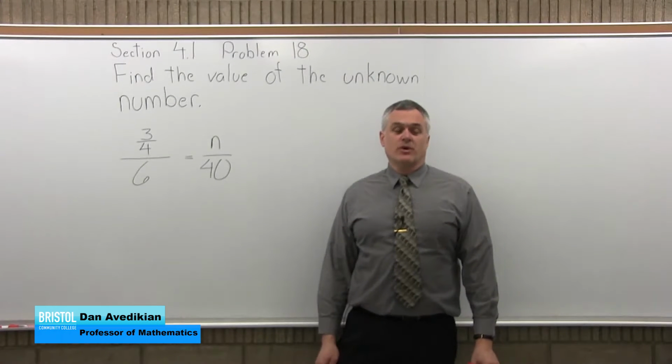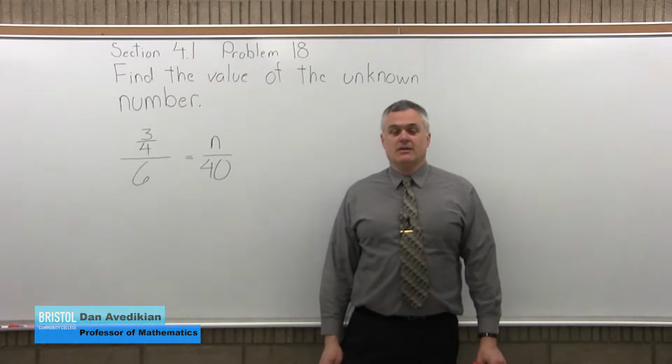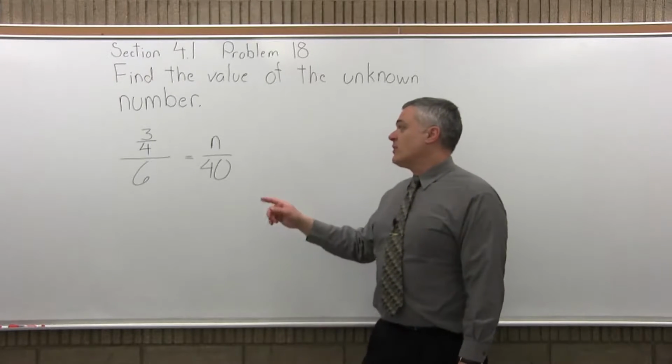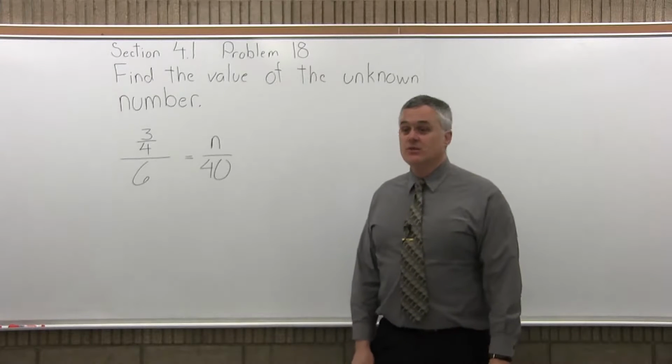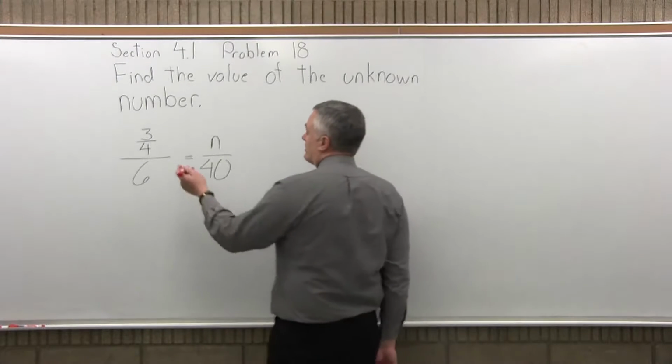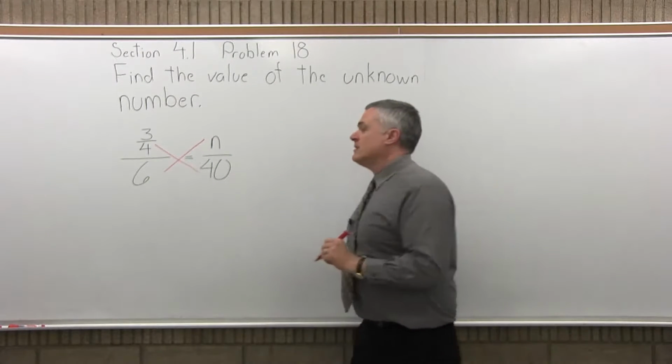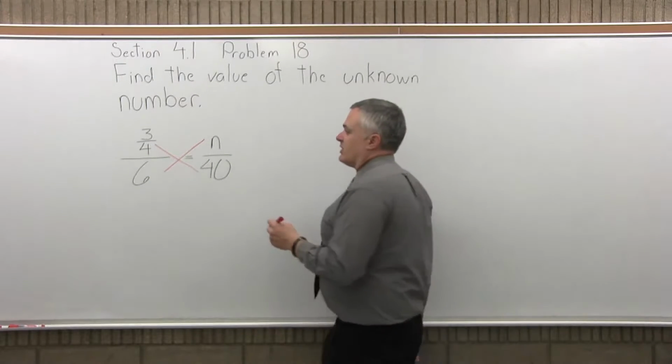This is Section 4.1, Problem 18. It says find the value of the unknown number. And we have 3/4 over 6 equals n over 40. So to solve a problem like this, you're going to multiply across both ways and divide by the value in front of the number that you don't know, the unknown.